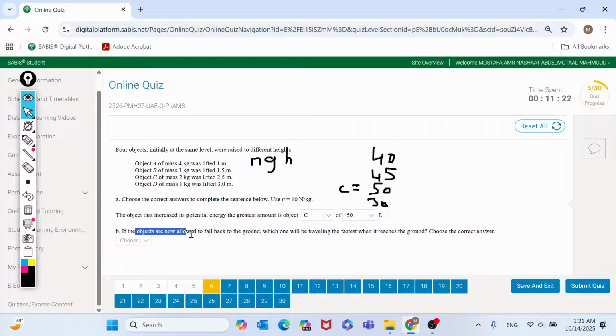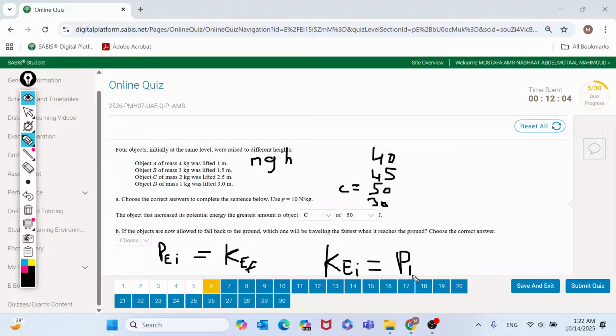Okay, if the objects are now allowed to fall back onto the ground, which one will be traveling the fastest when it reaches the ground? So guys, let's assume here that this is a closed system. So mechanical energy would be conserved. So if mechanical energy is conserved, that means potential energy initial is equal to kinetic energy final. This also works the opposite way. So kinetic energy initial is also equal to potential energy final.